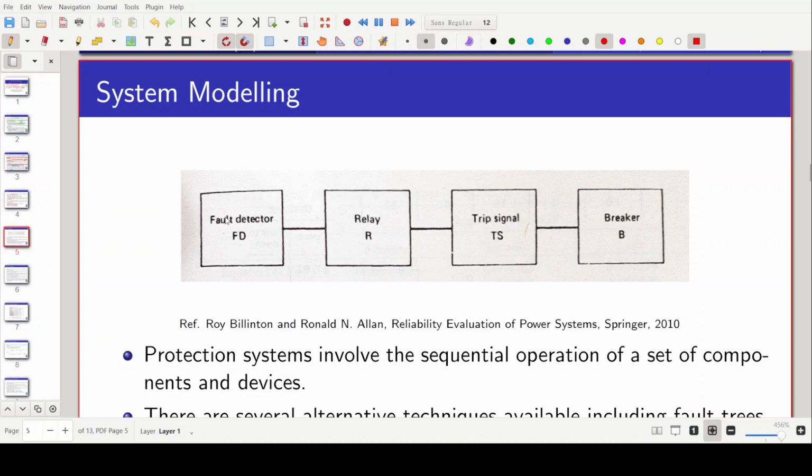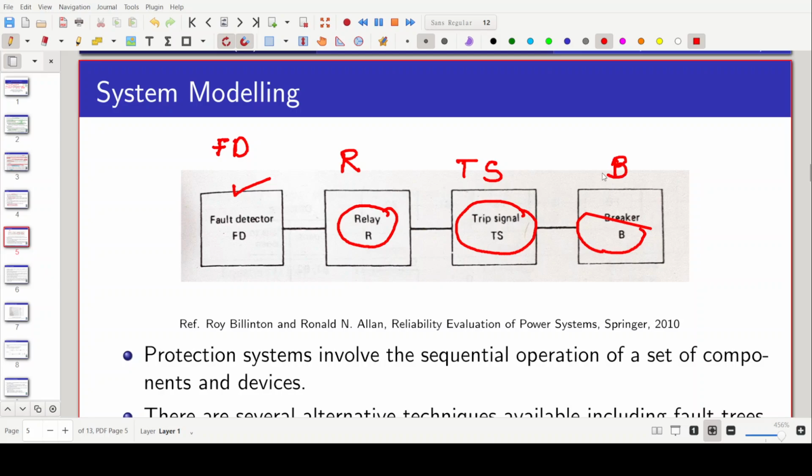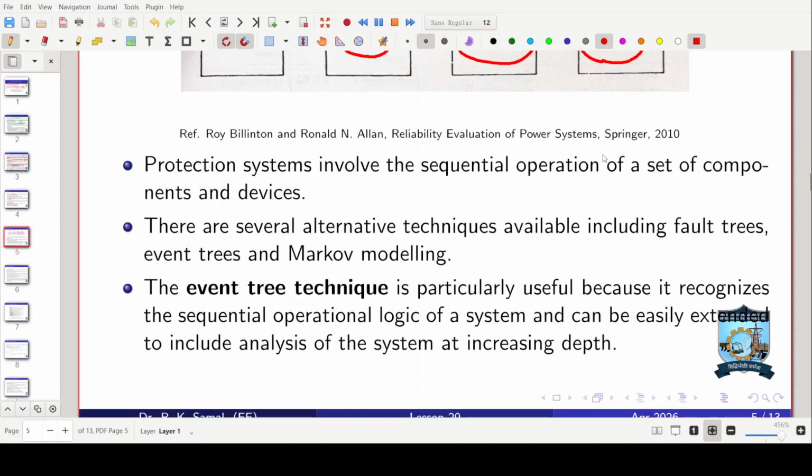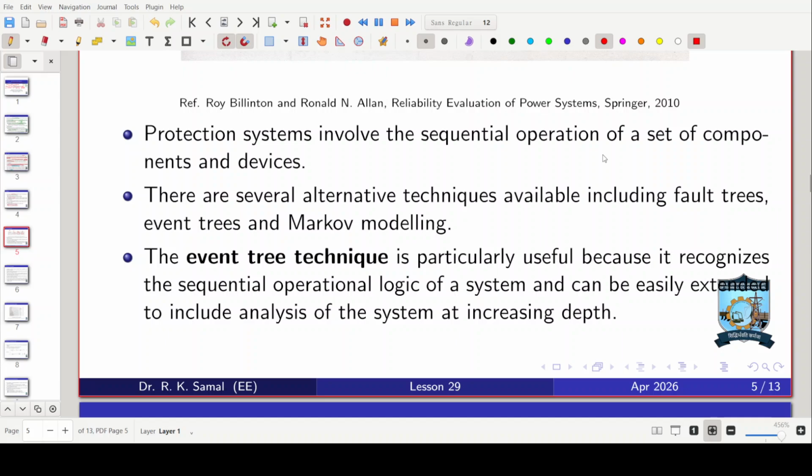So first, the basic structure of a protection system. There is a fault detector which detects the faults maybe through CT, PT, etc. Then there is a relay which gives a trip signal to the breaker B. Note the terms FD, fault detector, relay, trip signal, and breaker. Protection systems involve sequential operation of a set of components and devices. There are several alternative techniques available including fault trees, event trees, and Markov modeling.